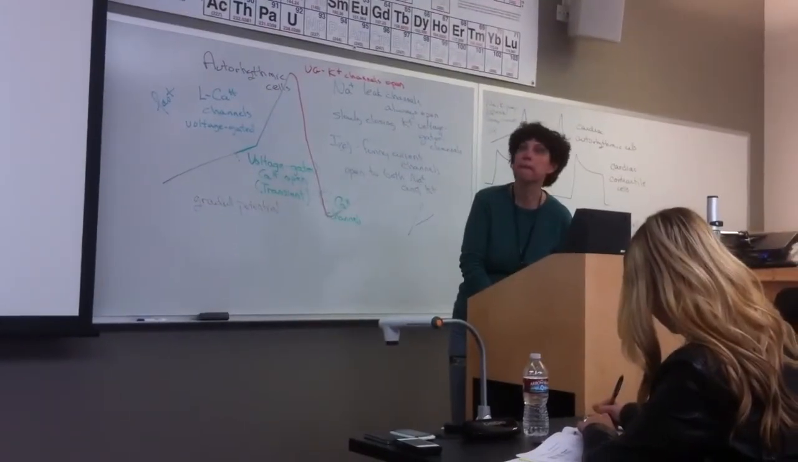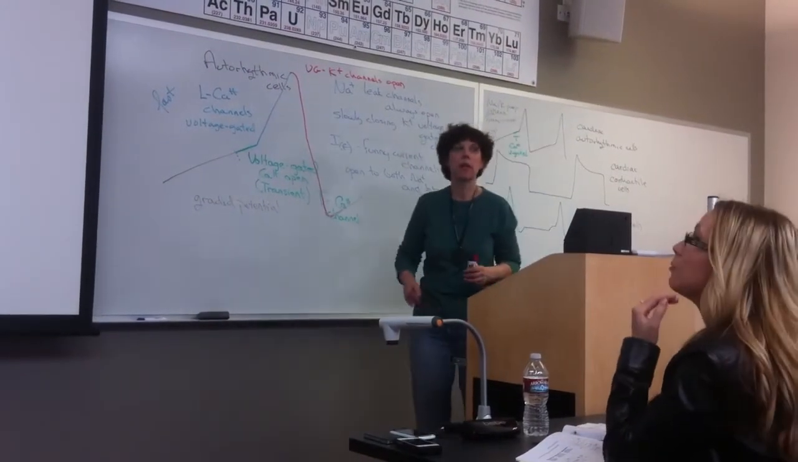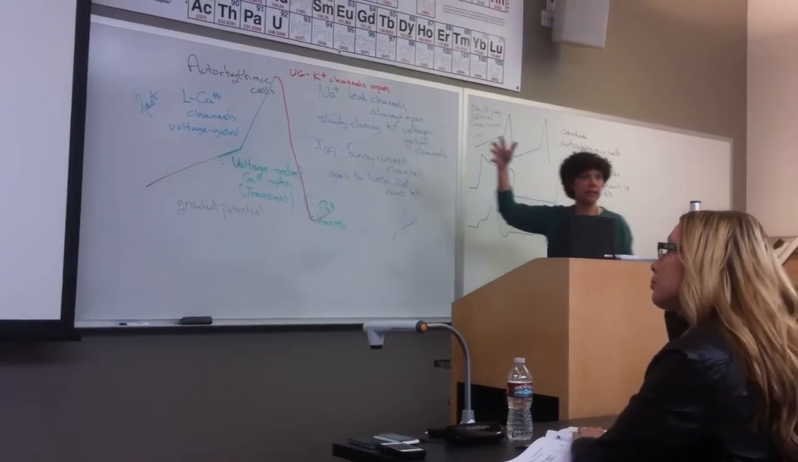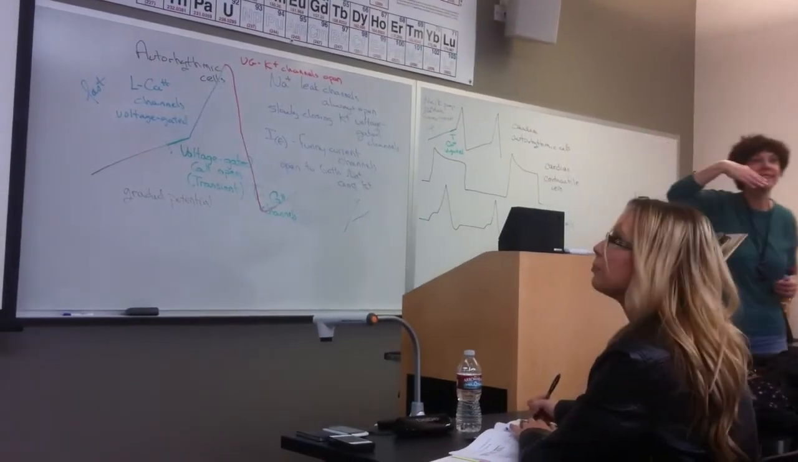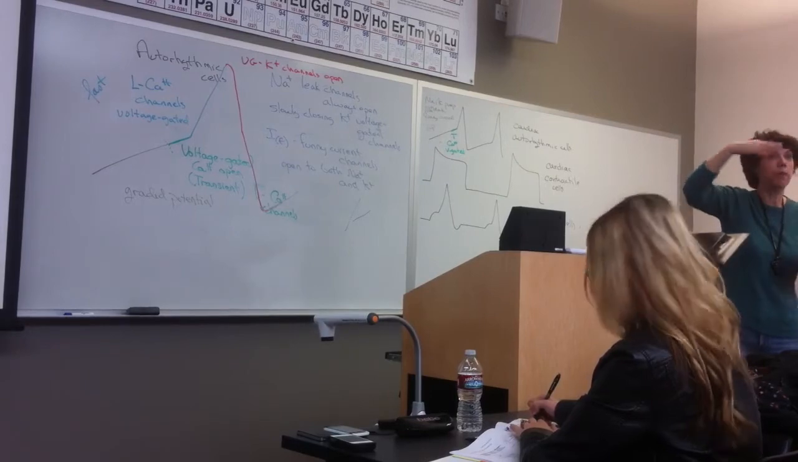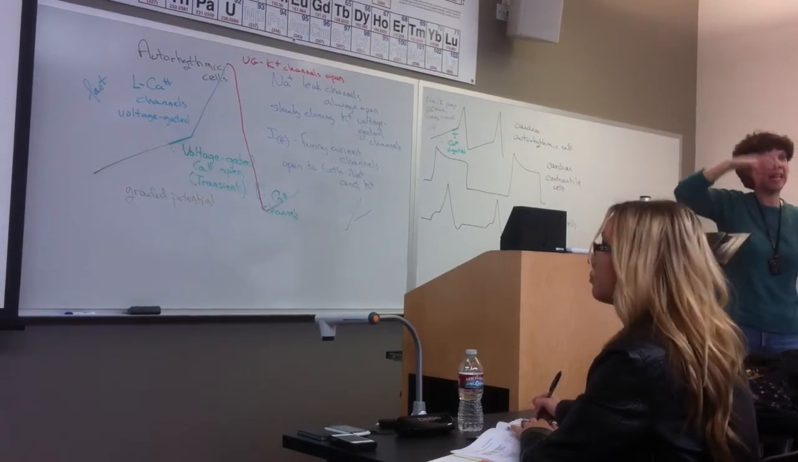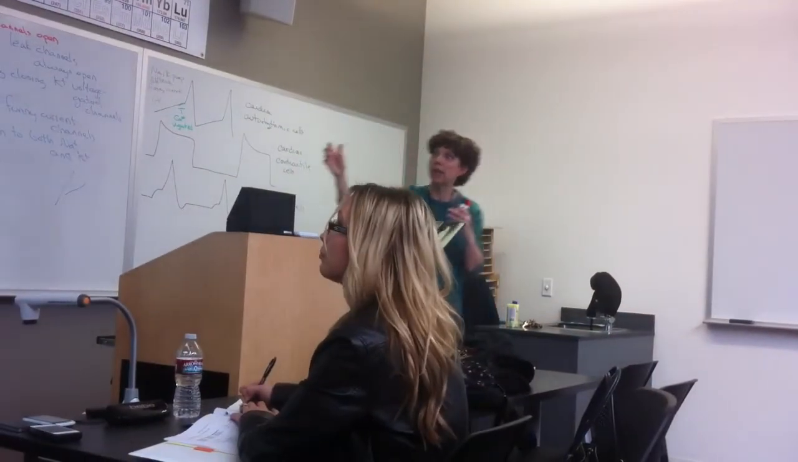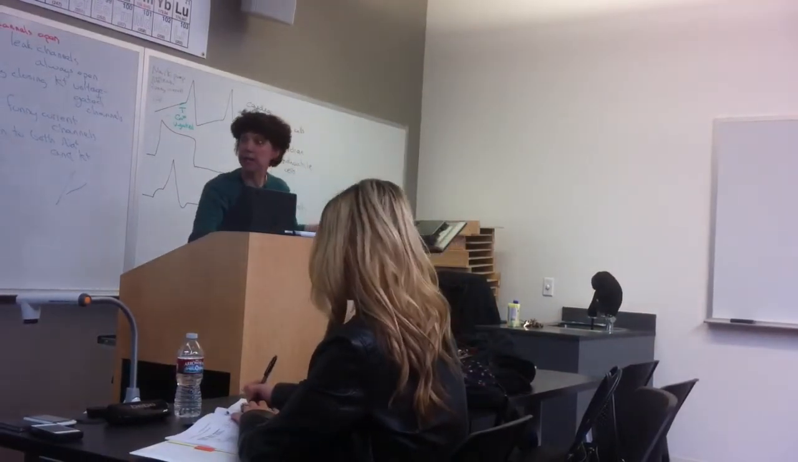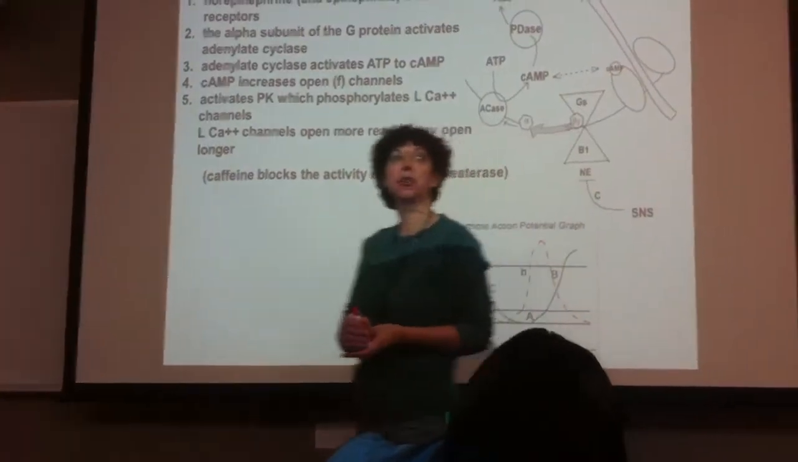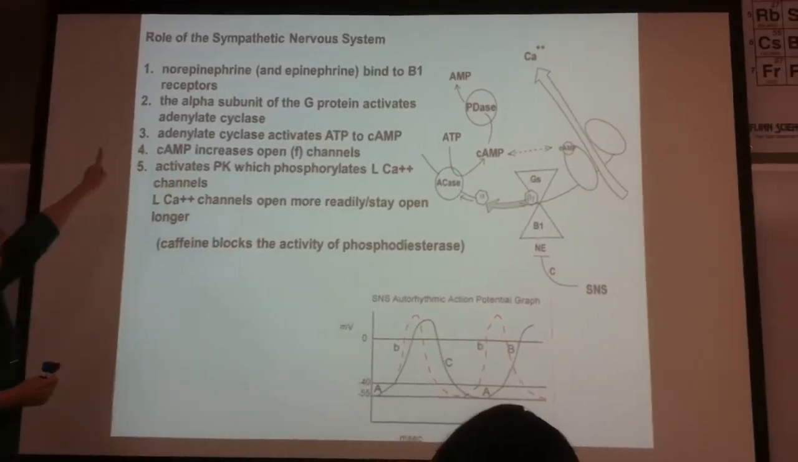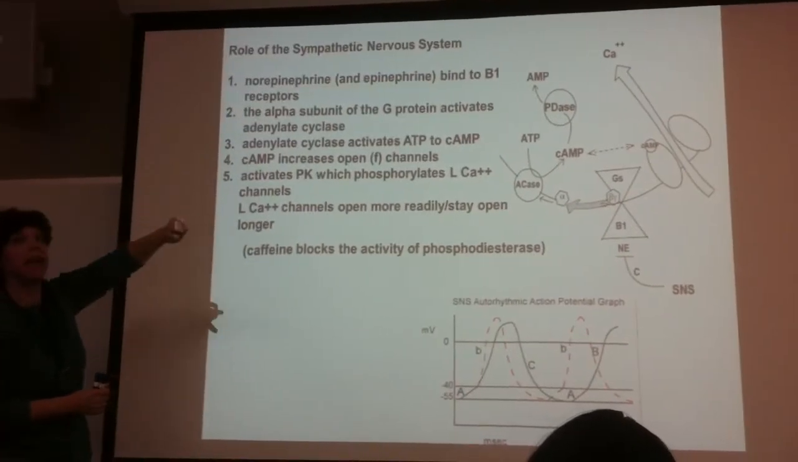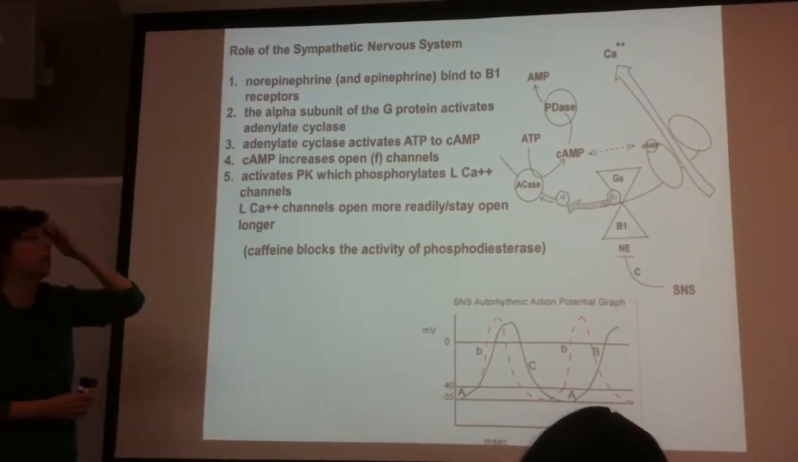Can you say it again? The leak channels are always present. They don't have gates, so we can't open them. We can add more leak channels, but that takes time. So when we try to change the rate, here I'm talking about increasing the rate. So norepinephrine will bind. I'll diagram this on the board. It'll make it a little bit clearer.